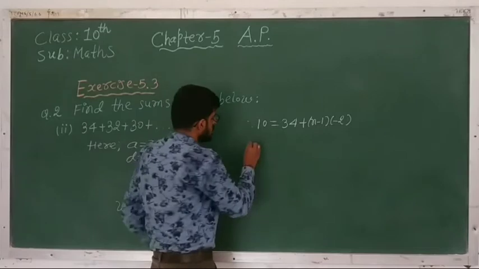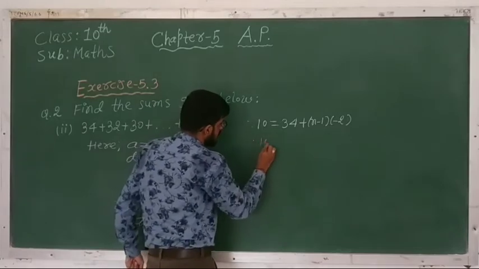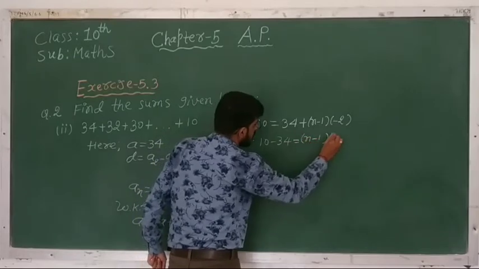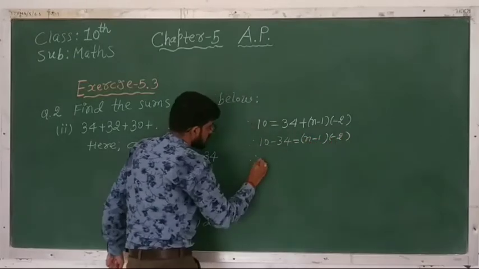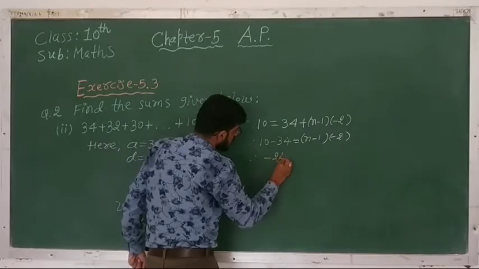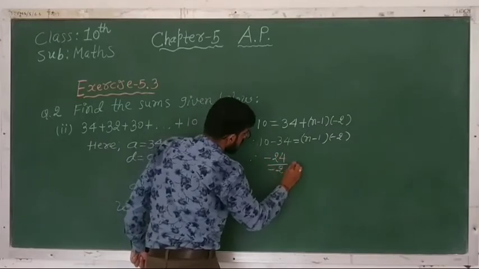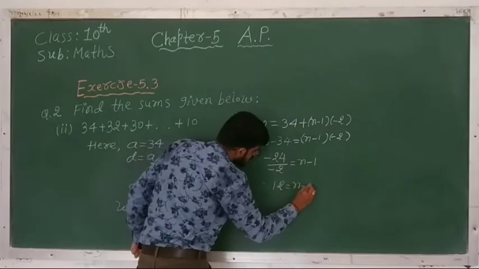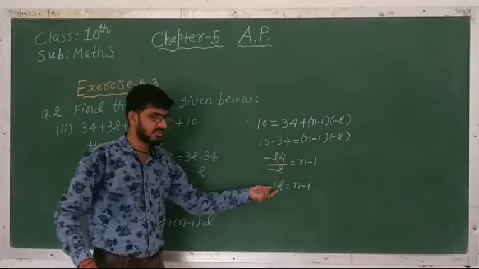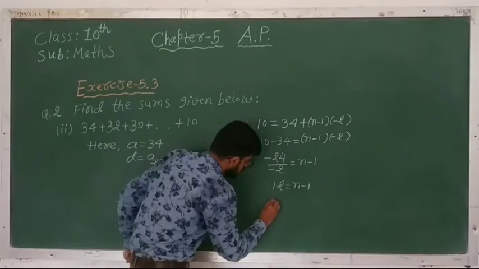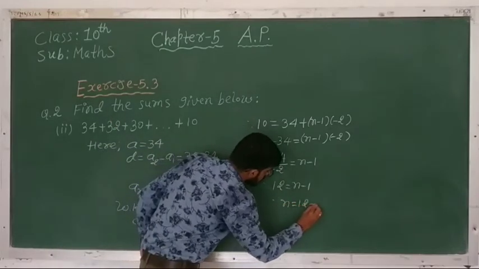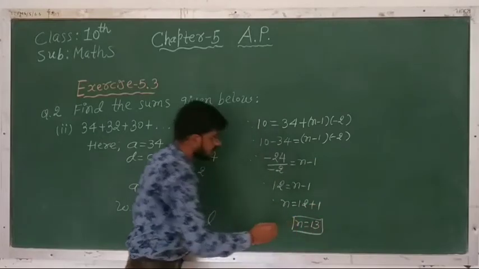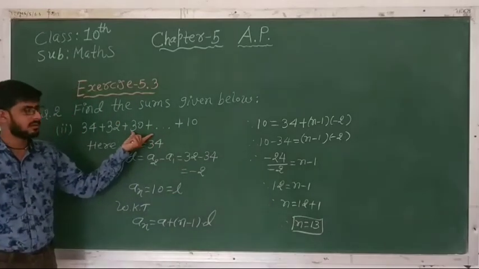Now simplify. Therefore 10 minus 34 is equal to (n minus 1) times minus 2. Therefore minus 24 divided by minus 2 equals n minus 1. Therefore 12 equals n minus 1, because 2 12s are 24, minus 1 cancel out. Therefore n equals 12 plus 1. Therefore n equals 13. So here 13 terms are present.